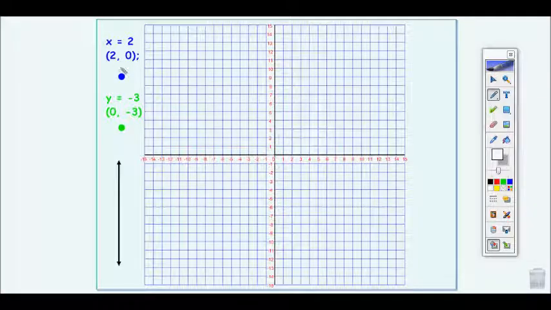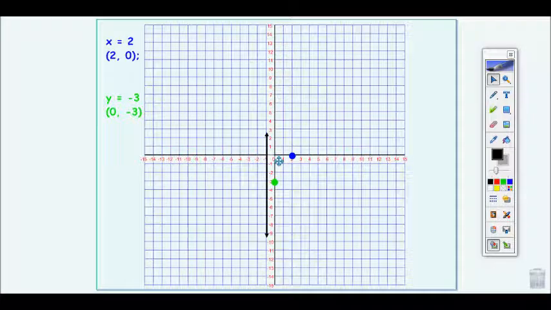Now I can graph those. That's just brought over from the other side. I will put my point at 2, 0. So 2 on the x-axis, 0 for y. And this time 0 on the x-axis, and I'm going to go down a negative 3.